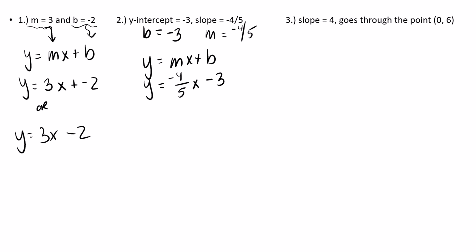Now, this next one, again, I'm trying to change this up because this is a very straightforward skill. I'm just trying to go through all the different ways somebody might give you this. And so this one says the slope is 4. So our m is 4.